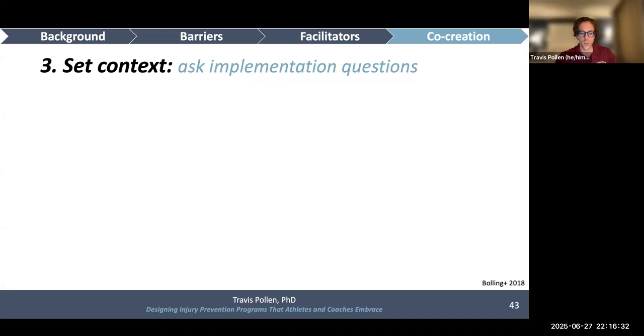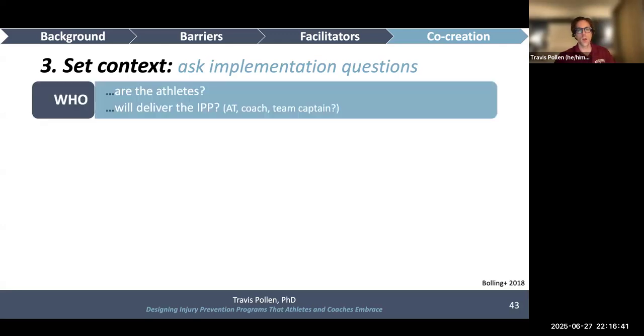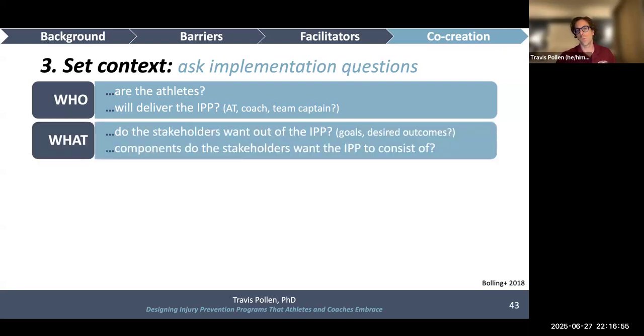The next step is to leverage our communication skills to learn from our stakeholders about the implementation context. So here are the sorts of questions that we can be asking. We can ask who the athletes are and who's going to deliver the program. Is it the athletic trainer, the sport coach, the strength and conditioning coach, a physical therapist, a team captain? What do the stakeholders want out of the injury prevention program? What are their goals? What are their desired outcomes? And what components do they want to be included in the program?